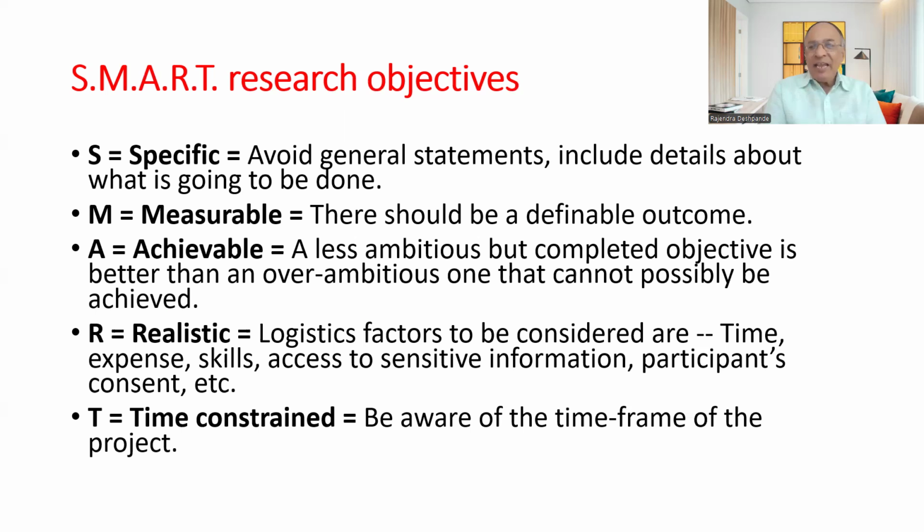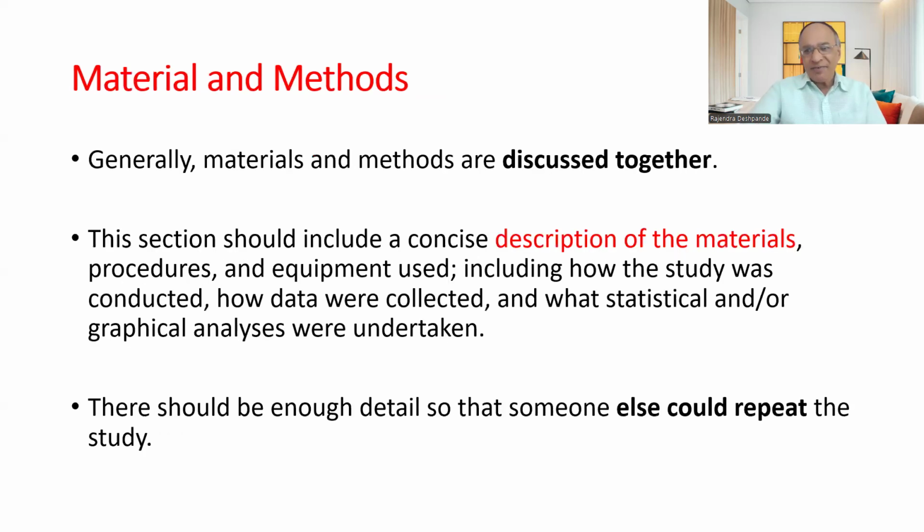Last, T is equal to time constraint. Be aware of the time frame of the project. That means MD or MS students must understand how much time they will get to do this particular research. Usually the students get 1.5 years. So my dear friends, your objectives to achieve your goals should be SMART. S for specific, M for measurable, A for achievable, R for realistic, and T for time constraint.